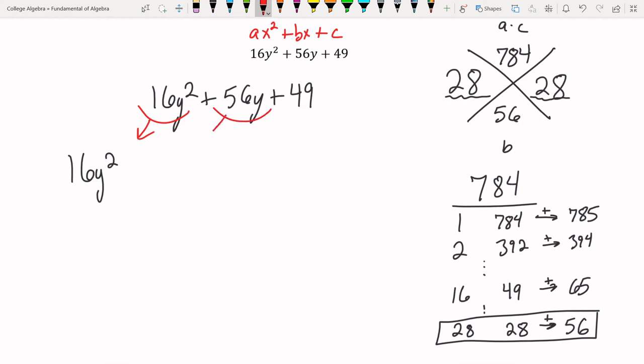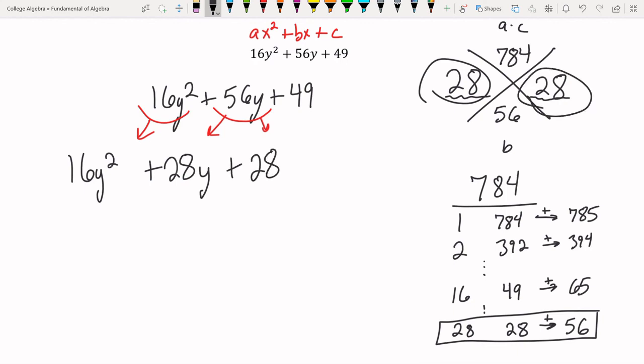Split up this middle term into two numbers that we found. The first is plus 28. And we always add the central variable, which is just y. Then we have plus 28y. Finally, bring down the last term, giving us 49. Now we can factor by grouping.